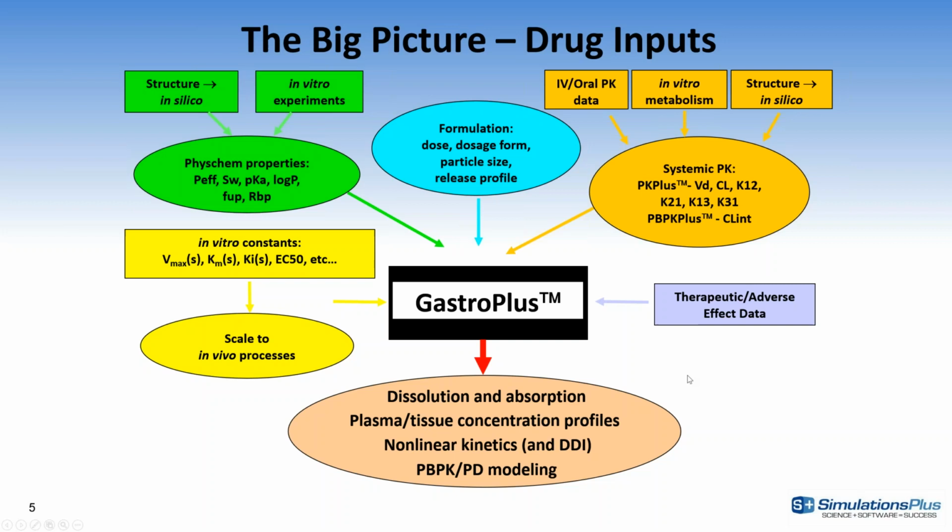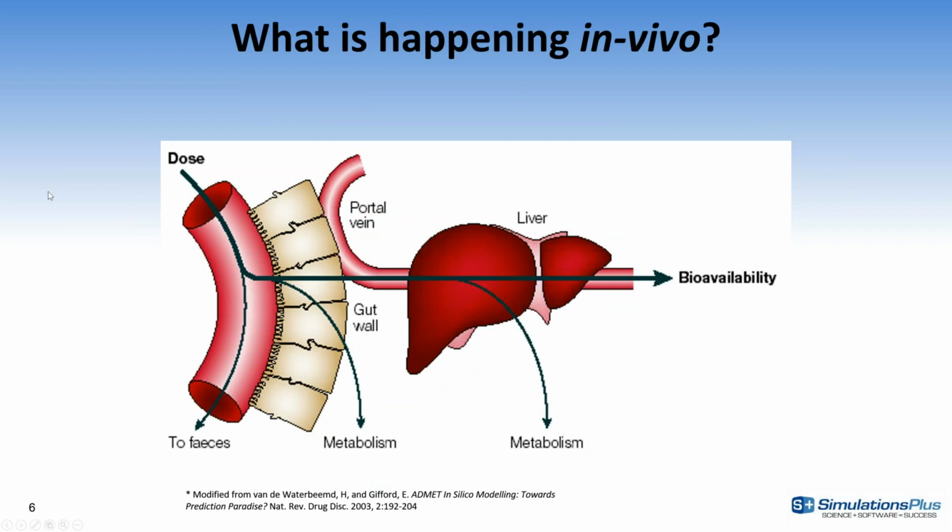And then as you synthesize your compound and you start looking at therapeutic and adverse effect data, you can perform PD modeling with GastroPlus. So this next slide is an overview of what's happening in vivo. Here we have the GI tract along this way, the gut wall, portal vein going into the liver, and then systemic circulation. So we take an orally dosed drug that would dissolve in the stomach and then start working its way down the GI tract.